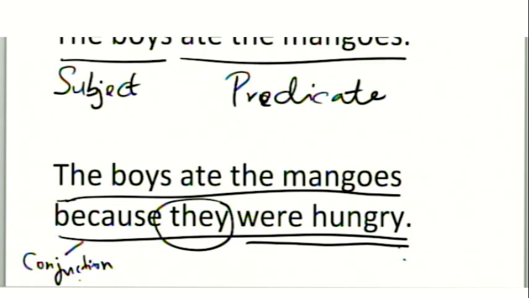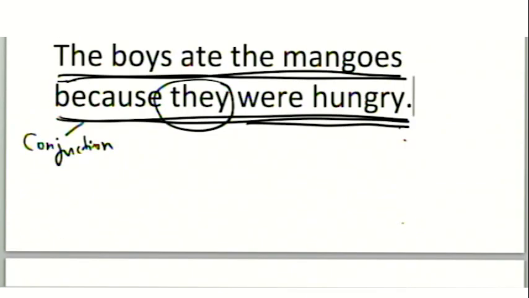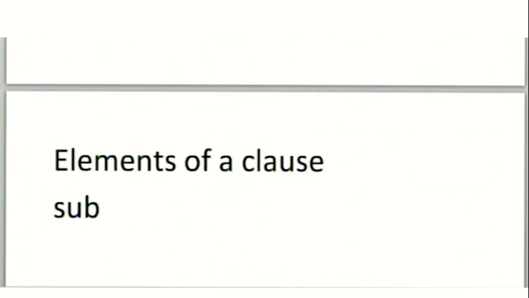But if we put the sentence into two, we have the first part, which is the boys ate the mangoes. The second part giving us the reason, because they were hungry. So we have two types of clauses here. Later we'll look at the major types of clauses. I hope it is well understood. Okay, so our next objective is to go to the elements that make up a clause. It is made up of a subject.